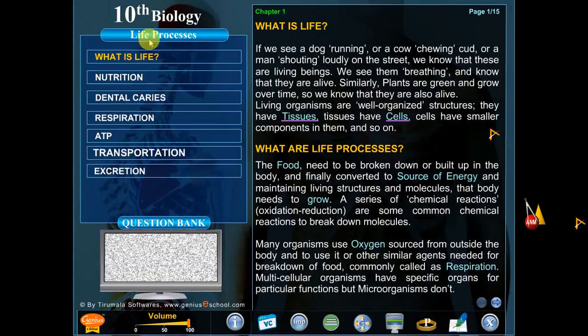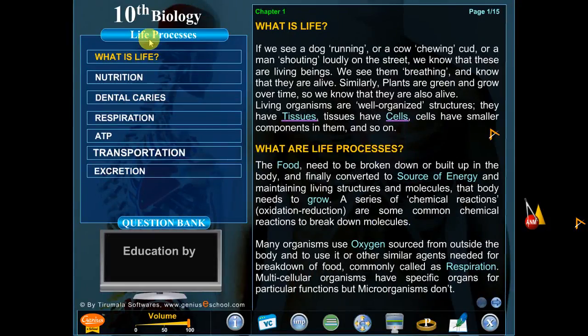What is life? If we see a dog running or a cow chewing cud or a man shouting loudly on the street, we know that these are living beings. We see them breathing and know that they are alive. Similarly, plants are green and grow over time. So, we know that they are also alive.